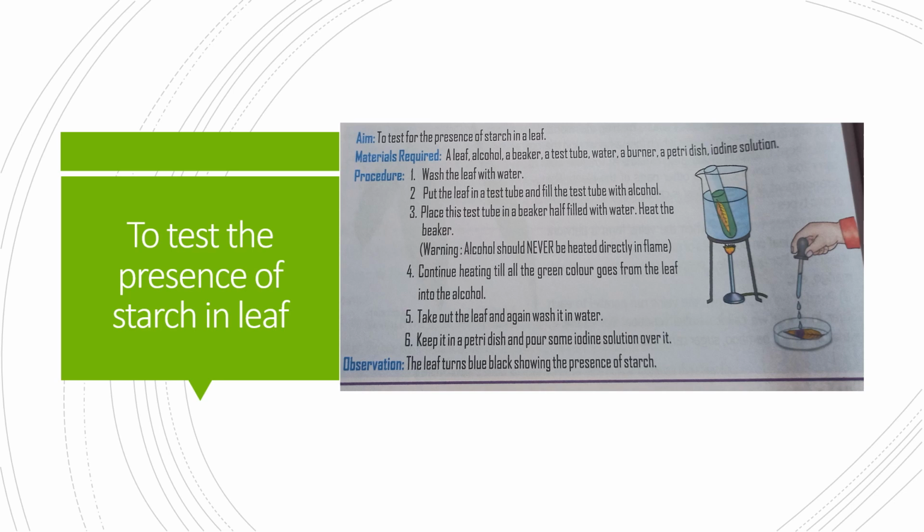So for this, the materials we require are a leaf, alcohol, a beaker, a test tube, water, a burner, a petri dish, and some iodine solution. The procedure is as follows. First of all, we need to wash the leaf with water. Then after that, put the leaf in a test tube and fill the test tube with alcohol.